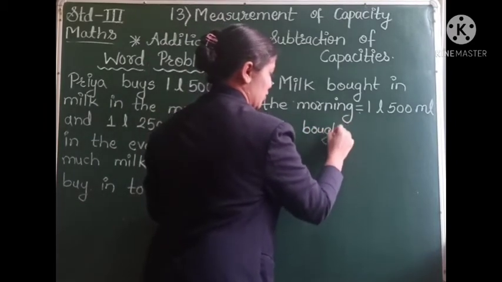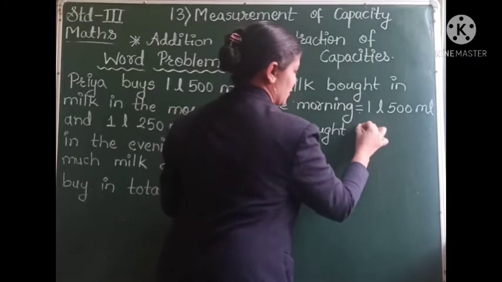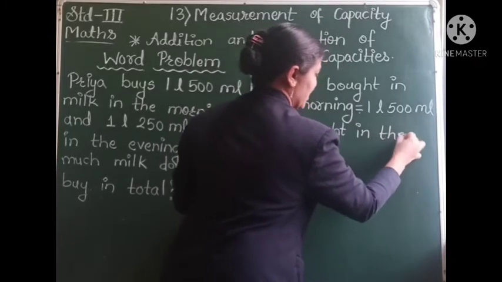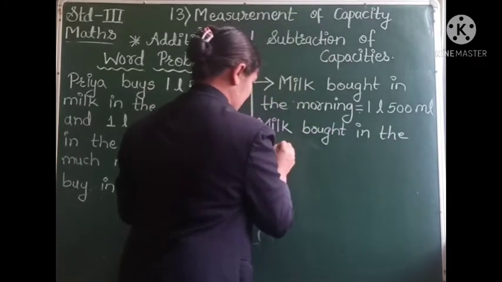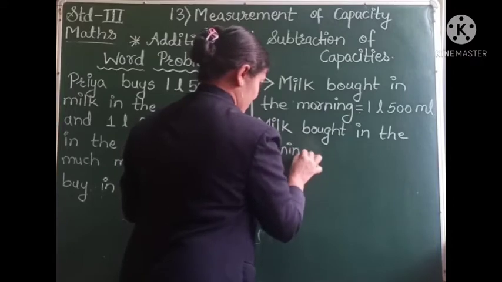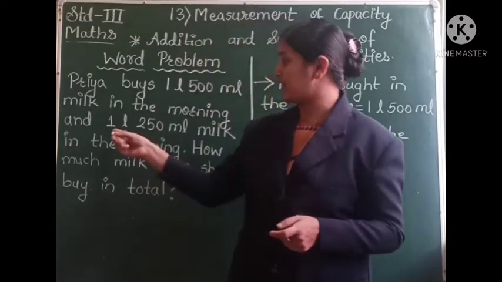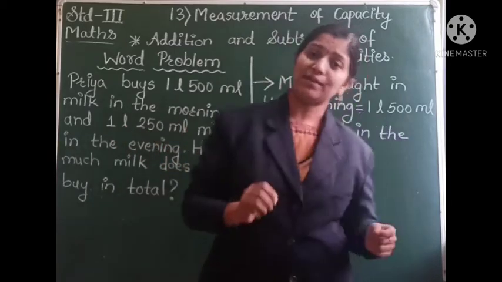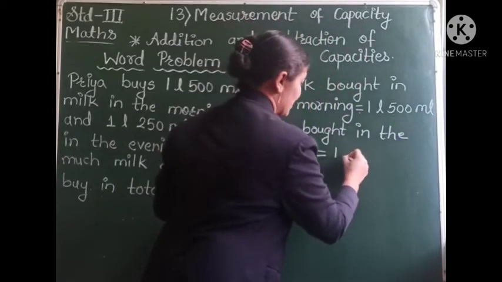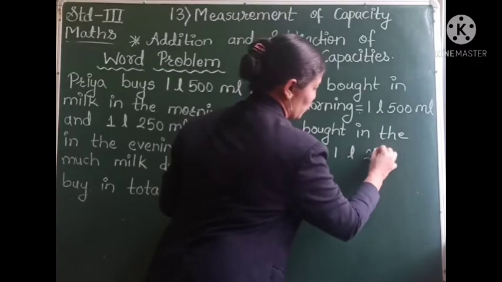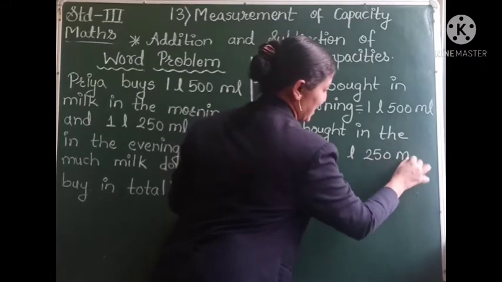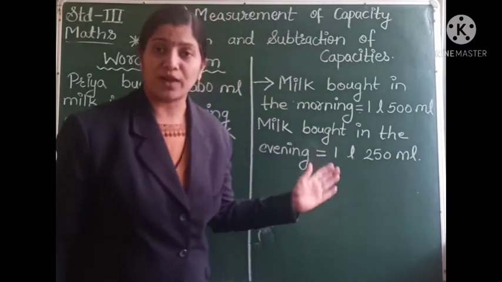Milk bought in the evening is equal to, so how much is the milk bought in the evening? It is 1 liter 250 milliliter. So 1 liter 250 milliliter. Now we have to find out the total.